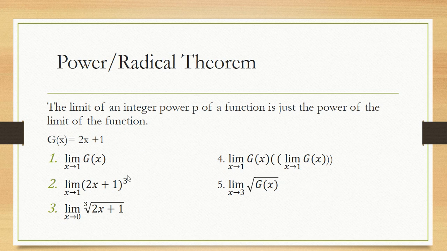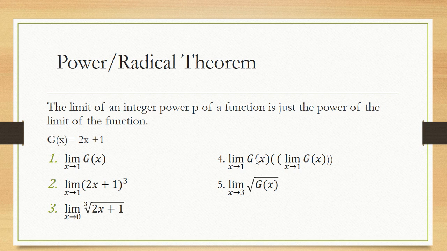So power radical theorem. Sa power radical theorem naman po ay ating gagamitin pa rin. So kung limit of g of x as x goes to 1, that is 2 times 1 plus 1, that is 2 plus 1, that is 3. Pag i-cube natin yan, that is 3 cube, that is 27. And pag i-cube root natin, so for example, the limit of cube root of 2 times x, ang x natin 0 dito, plus 1. 0 plus 1 is 1, and cube root of 1 is positive 1. So therefore, the answer for number 1 is 3, 27, kasi 3 cube yan, and this one is 1.